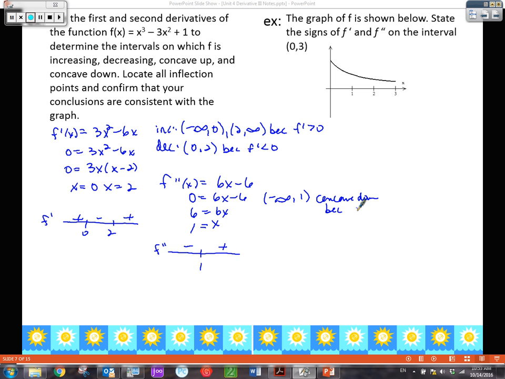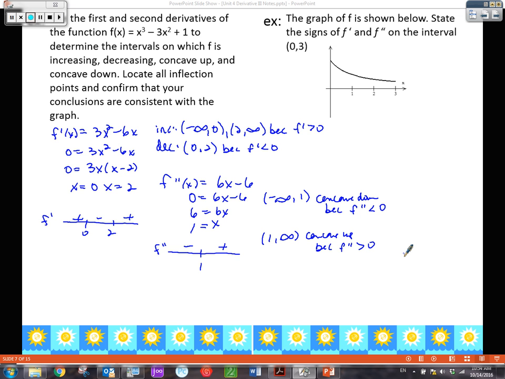Because f double prime is less than 0. All right, and from 1 to infinity, we are concave up because f double prime is greater than 0. Okay so far? The last question is, do we have an inflection point, or locate all the inflection points?